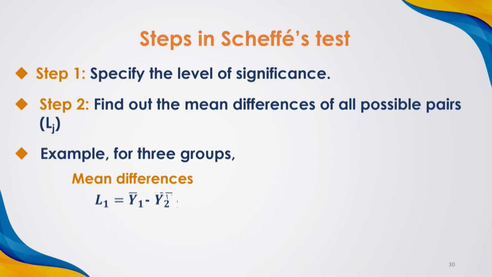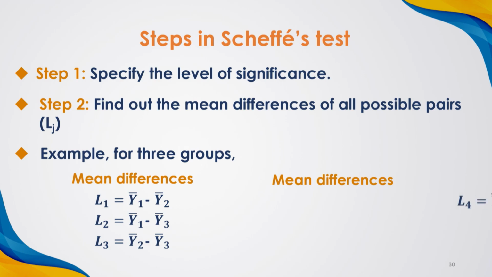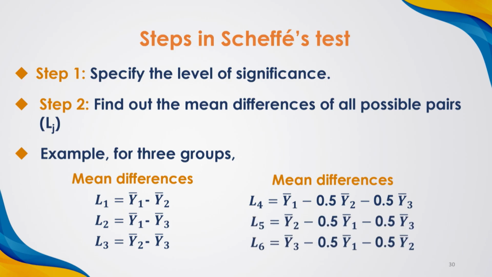When you had 3 groups, we are going to compare L1 as y1 bar minus y2 bar, L2 as y1 bar minus y3 bar, L3 as y2 bar minus y3 bar. And the next non-pairwise comparison, we are going to take L4 as y1 bar minus the average, which turned out to be 0.5 multiplied by y2 bar minus 0.5 into y3 bar. Similarly, L5 and L6 have been computed based on the average of y1 and y3, y1 and y2.